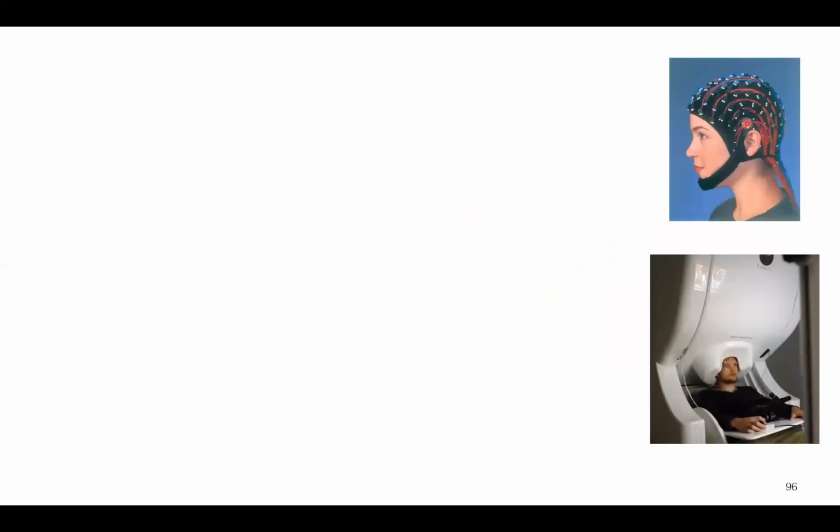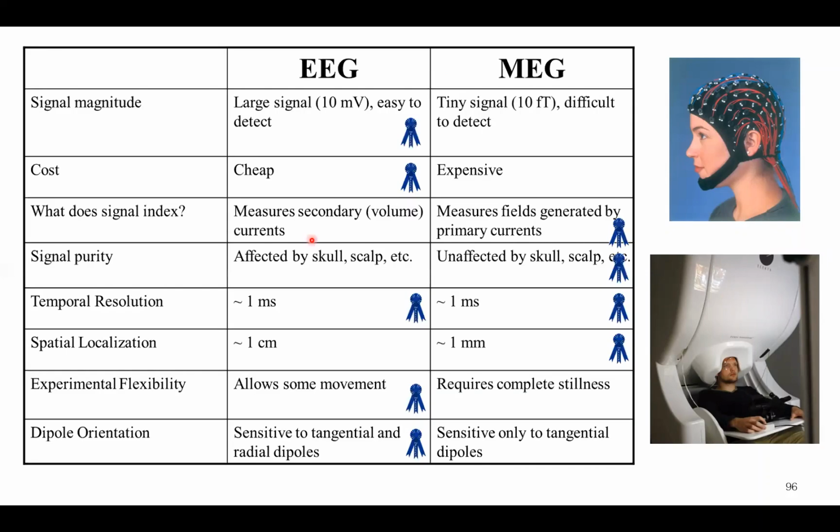The EEG device looks like this. MEG is pretty large, honestly. This is the MEG machine. It's quite expensive also. So here is a comparison between EEG and MEG. Signal magnitude: for EEG the signal is large and easy to detect. For MEG, the signal is quite tiny, honestly, and a little bit difficult to detect. That's why it requires such a large machine to detect those tiny magnetic fields produced by the electrical activity of the brain.